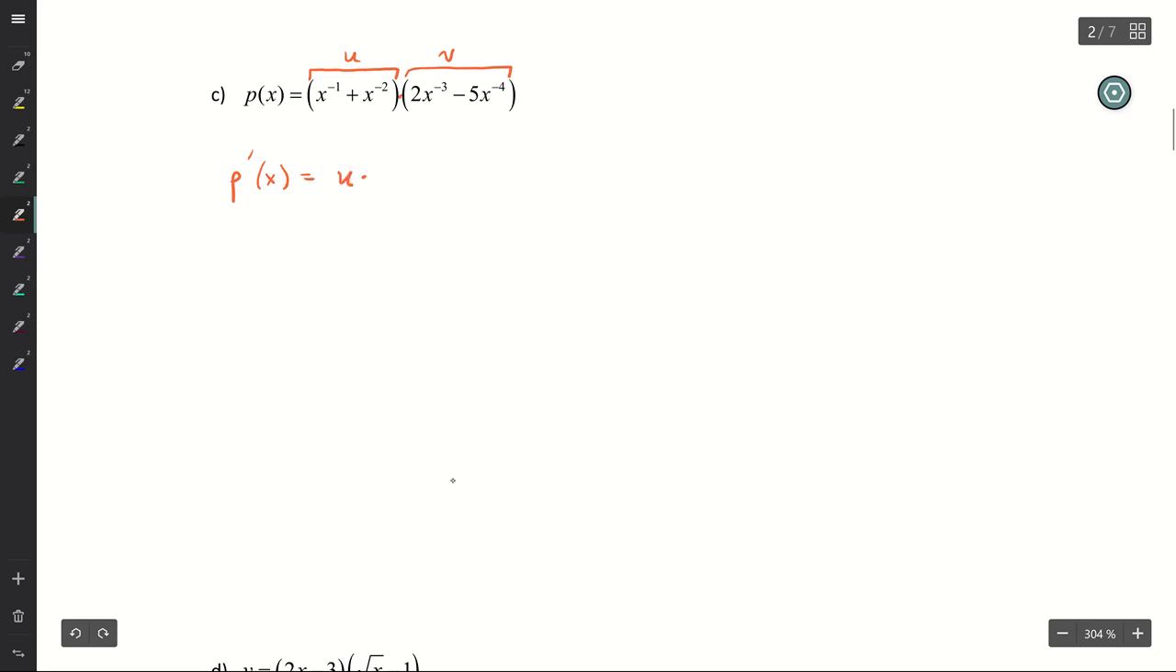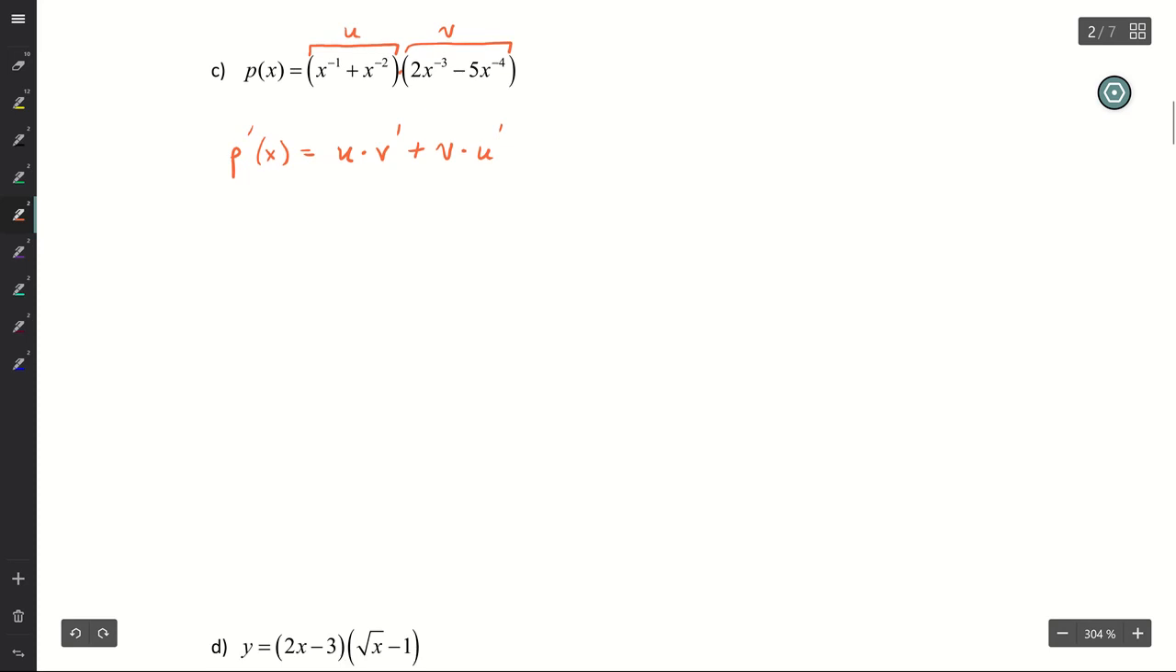So it's the first times the derivative of the second plus the second times the derivative of the first. You may want to continue doing this. It just kind of gives you a nice formula to plug and chug into. All right, the first is just the x to the negative 1 plus x to the negative 2.